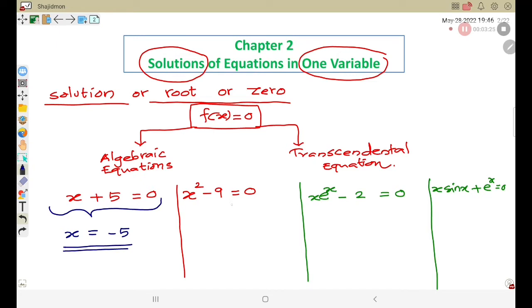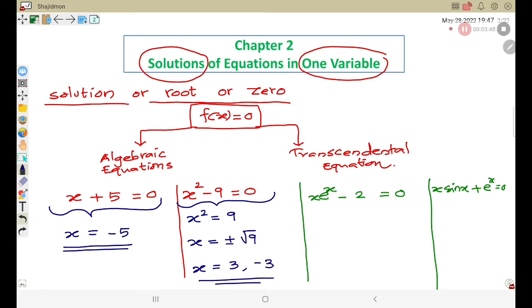In a similar way, if you want to solve x power 2 minus 9 equal to 0, we can take x power 2 equal to minus 9, going to the next side it becomes plus 9. So x equal to plus or minus root 9. That means x equal to plus 3 and x equal to minus 3. So how many solutions are we getting? We are getting two solutions in that equation. So finding the solution of a polynomial or algebraic equation like this is a little easy.